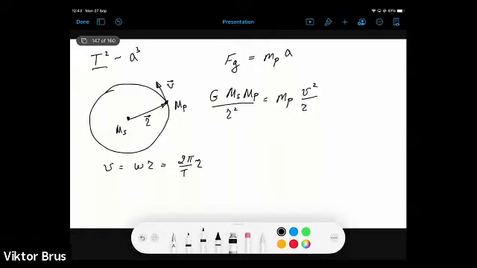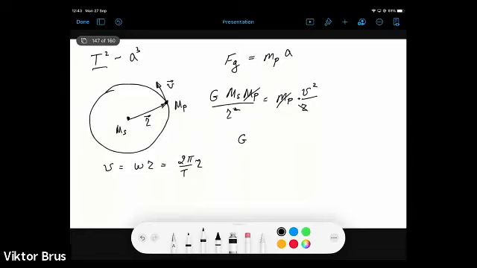Then we can substitute this instead of linear velocity in our equation. So it will be g. Here we can also cancel out this mass of the planet. And here we have also r and this square cancel.